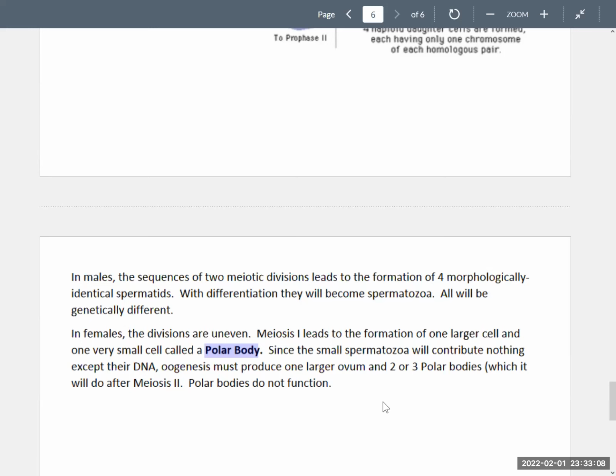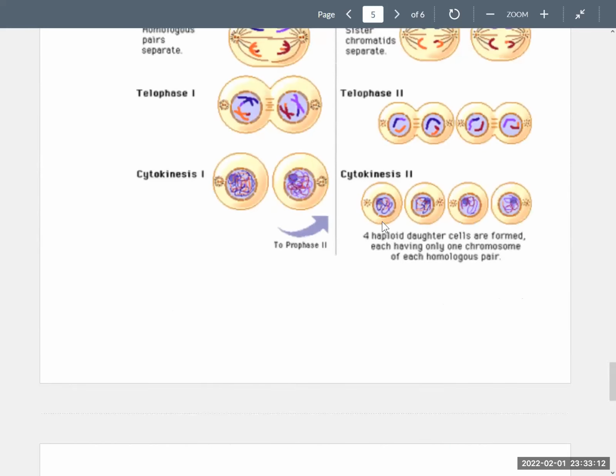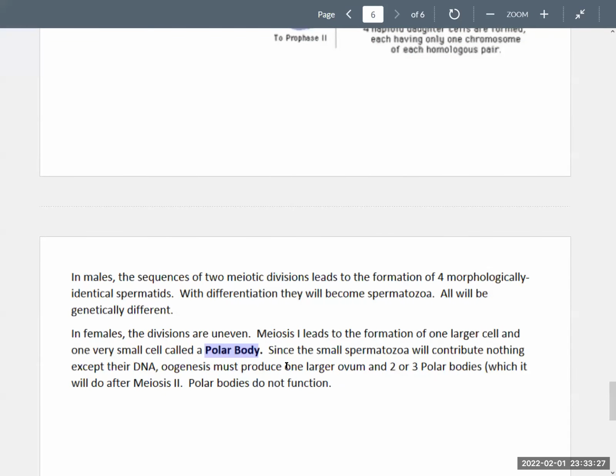So you can get 4 cells in the female, but only one is viable as the egg. And the other 3 are so small, they can't survive. They have next to no organelles inside of them. The polar bodies do not function.